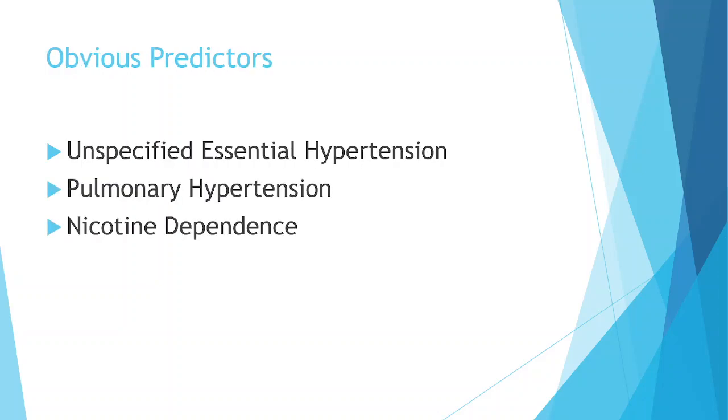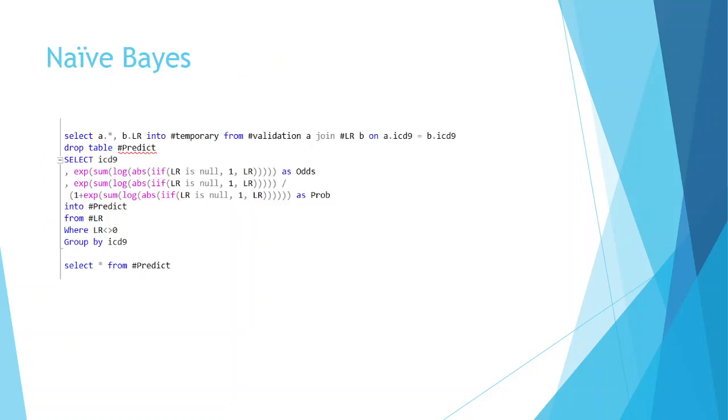Here are some examples that were obvious predictors. These are diagnoses that always occur with diabetes or have the word diabetes in their name, but were not used as the definition of diabetes. These include unspecified essential hypertension, pulmonary hypertension, and nicotine dependence.